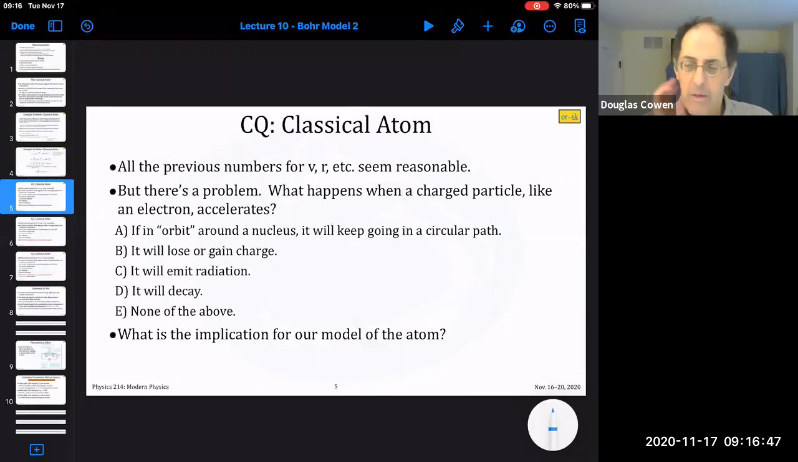All right, so these numbers for the velocity and for the radius seem reasonable, but there is a problem. So the question is, what happens when a charged particle like an electron accelerates? And as a lead in to helping you answer this question, think about what happens at, say, a radio station when it's trying to broadcast radio waves.